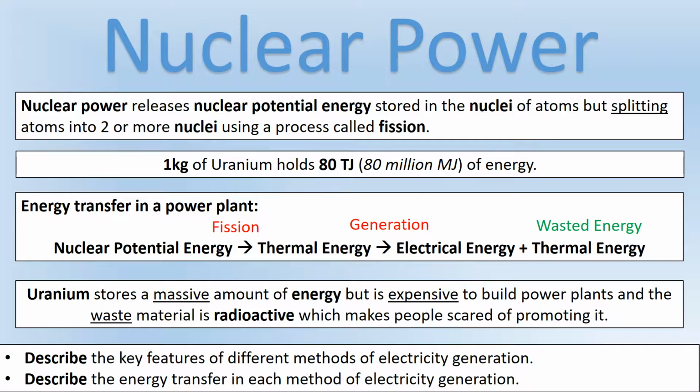So as we've seen, uranium is great because it's a massive amount of energy, but building a nuclear power plant is incredibly expensive. We're talking billions and billions and billions of pounds. And the other problem with nuclear is we produce radioactive waste, which takes thousands, if not millions of years to become safe. So we have to spend a lot of money storing and keeping our radioactive waste safe.